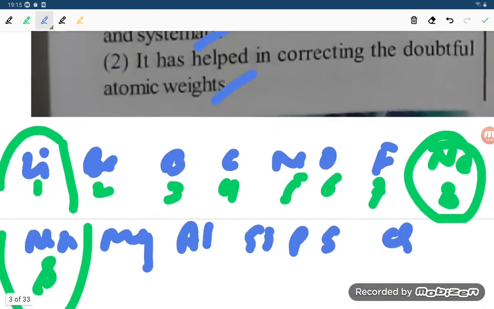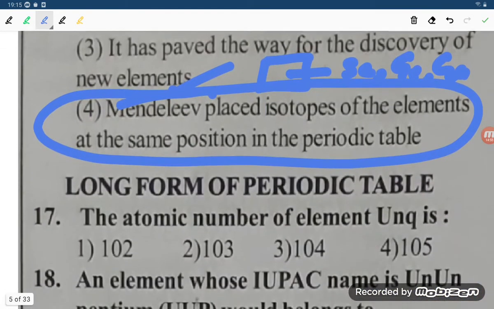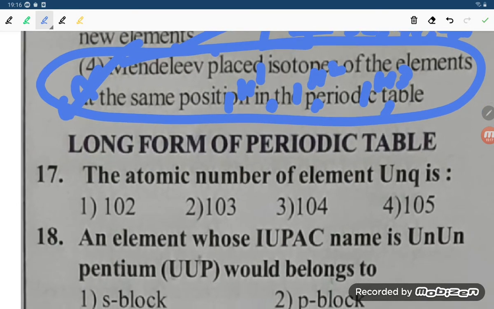So option number 4 is the required option, because what it says is that Mendeleev placed isotopes of the element at the same position in the periodic table. Suppose hydrogen 1H1, 1H2 and 1H3 are there. They are isotopes of hydrogen, and they should get three positions, but he kept all three in the same position. That is why this model failed. So the required option is option number 4.